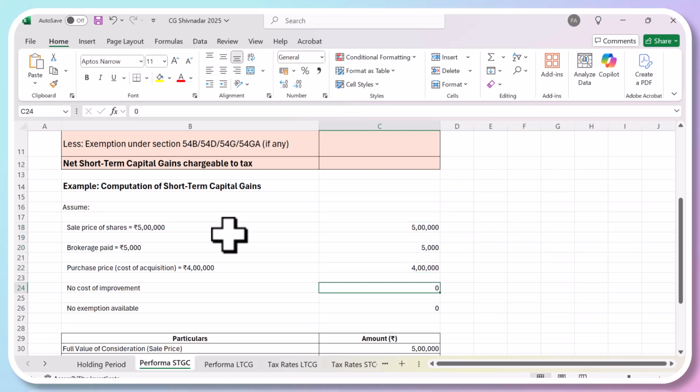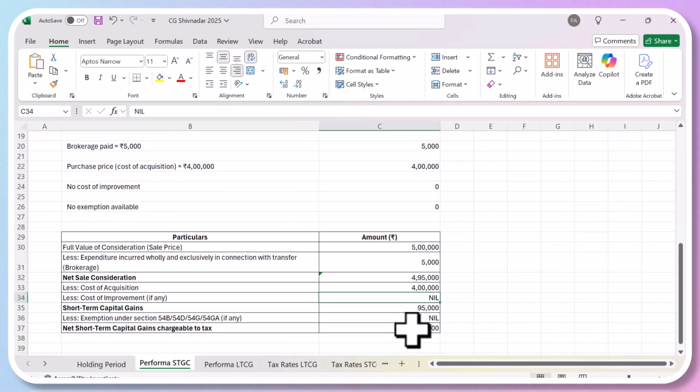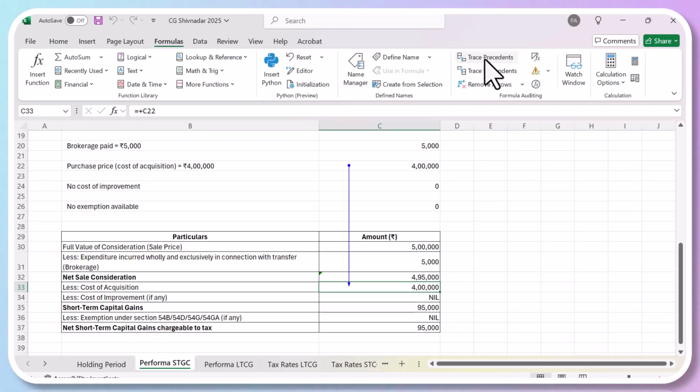Then how are we going to put it here? Full value of sale price, which is 5 lakhs, coming from here. Then less expenditure incurred, which is 5,000. So you entered that. Then this is the net sale consideration, which is 5 lakh minus 5,000, which is 4 lakh 95,000. And then the cost of acquisition, which is 4 lakhs, given here. I can just use the formulas there also. Then cost of improvement, nothing. You have not done any improvement on these shares.